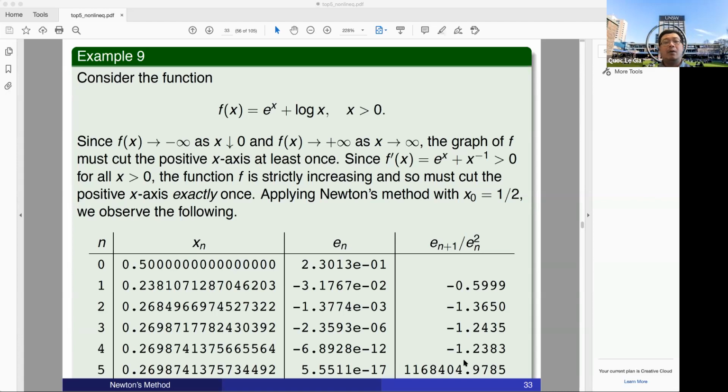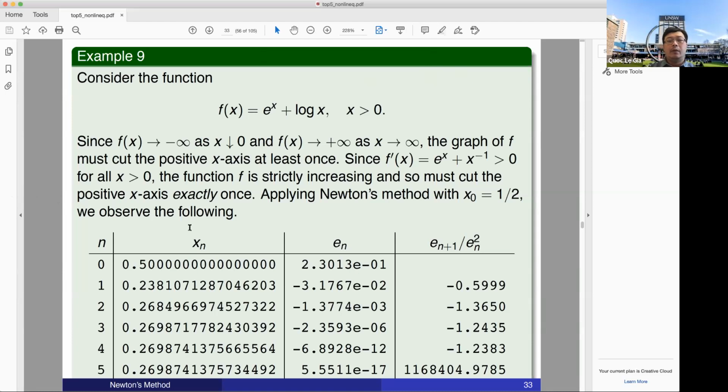So we take a break and we start again at 1 o'clock. Is it okay? Yeah, so we start again at 1 o'clock. Okay, so we start again.